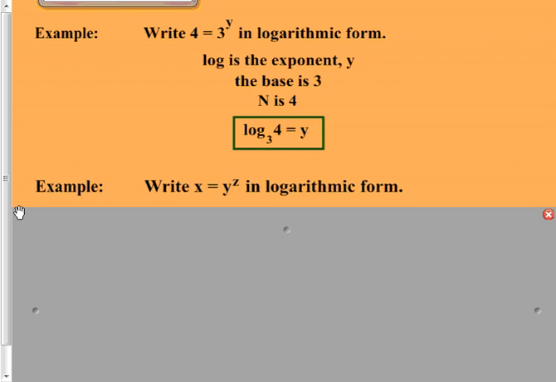I want you to press pause on the video and see if you can convert this into logarithmic form. You can use the example above as a template for how to identify the values and then convert it. After you think you've got it, press play and we'll see if you got it right.